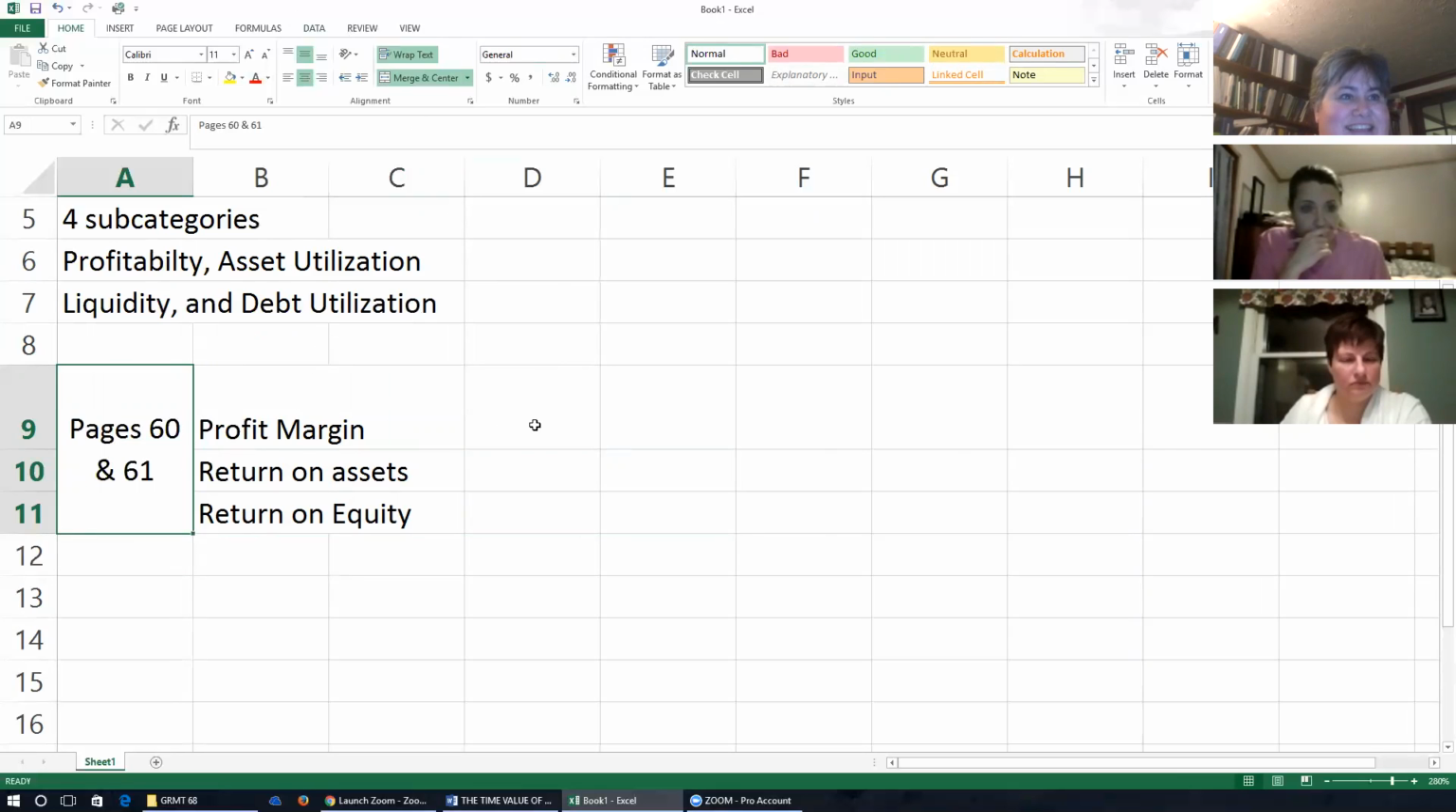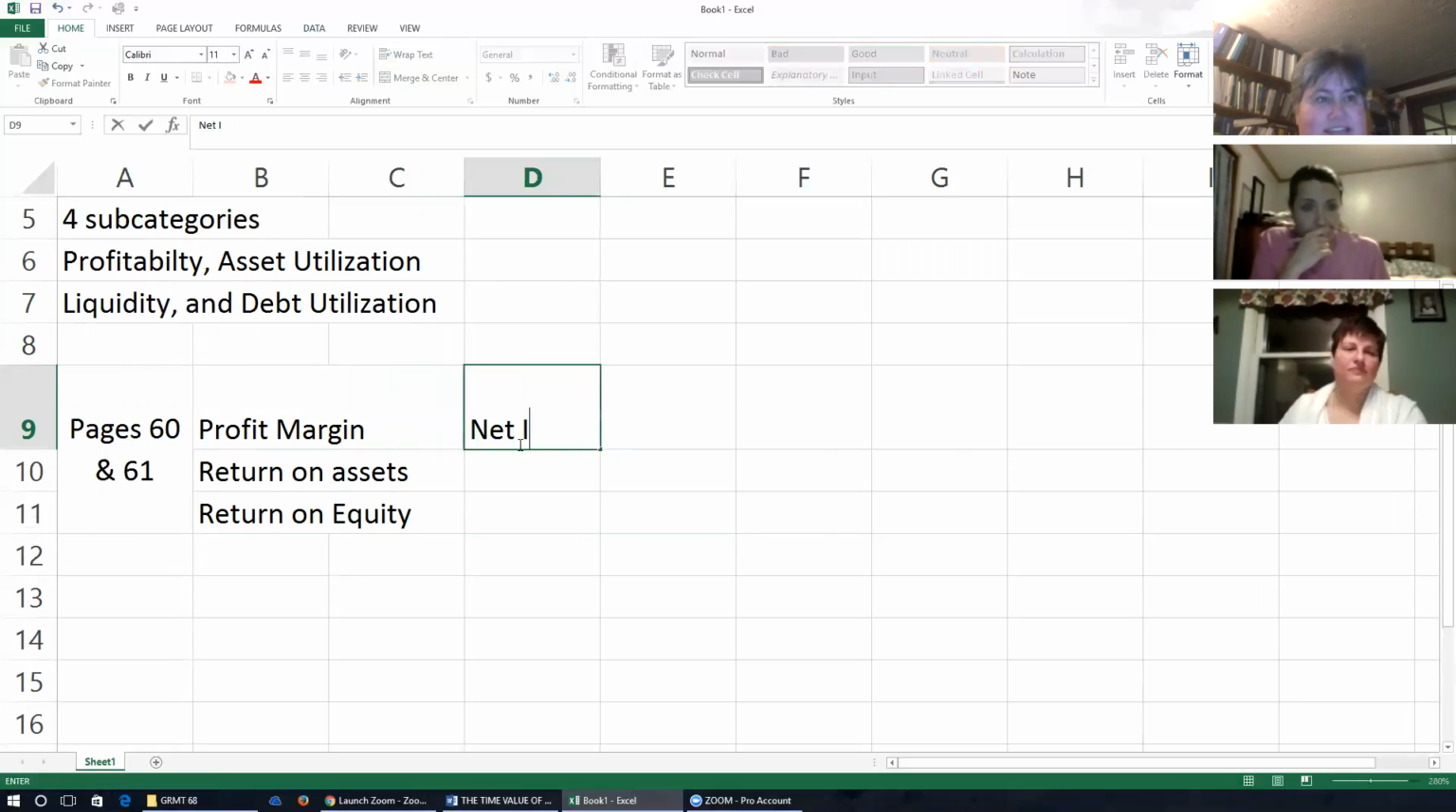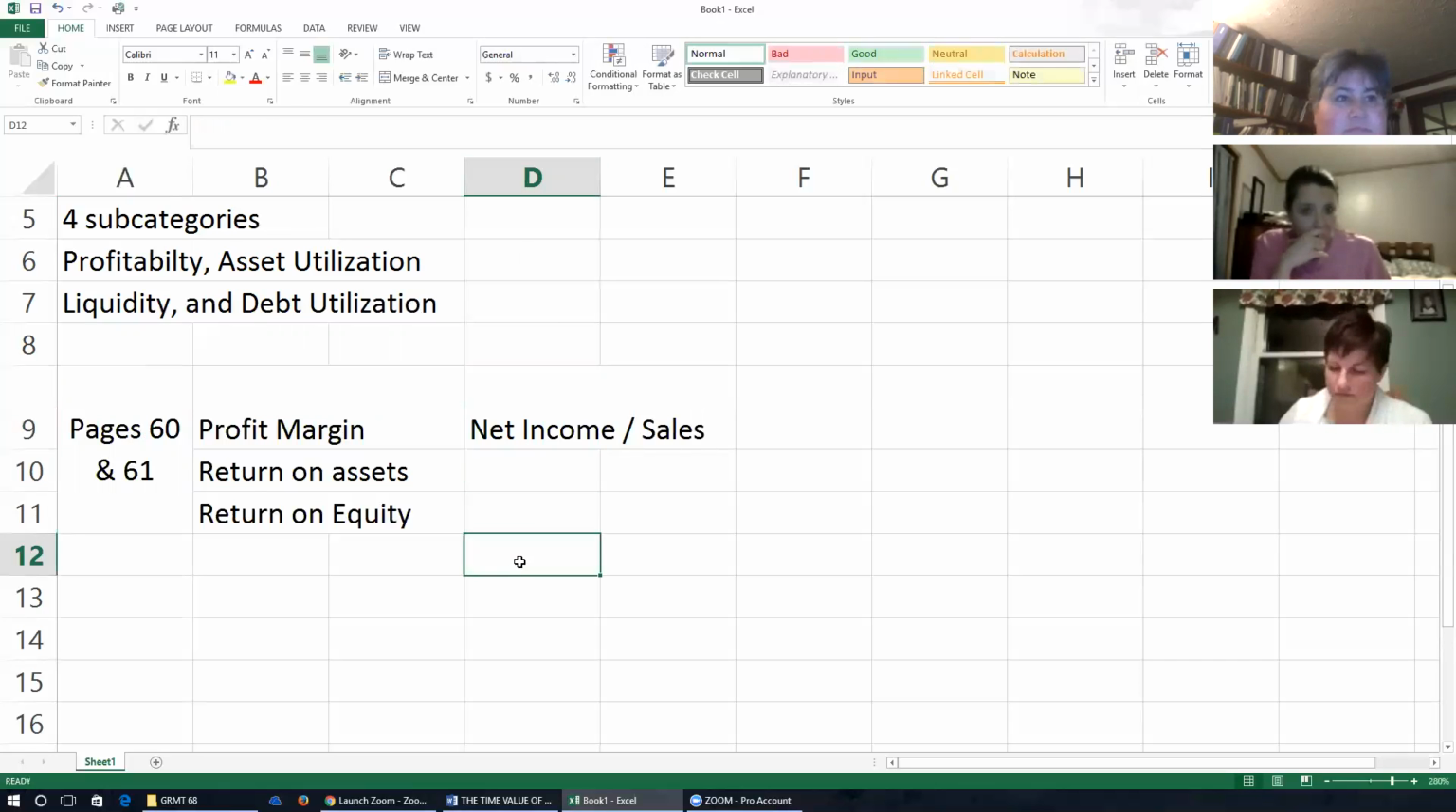Yeah. Then talk about profit margin is net income divided by sales. All it means is if you make $1 of sales, how much of it do you keep as net income? If you keep 5 cents, then you make a 5% profit margin.